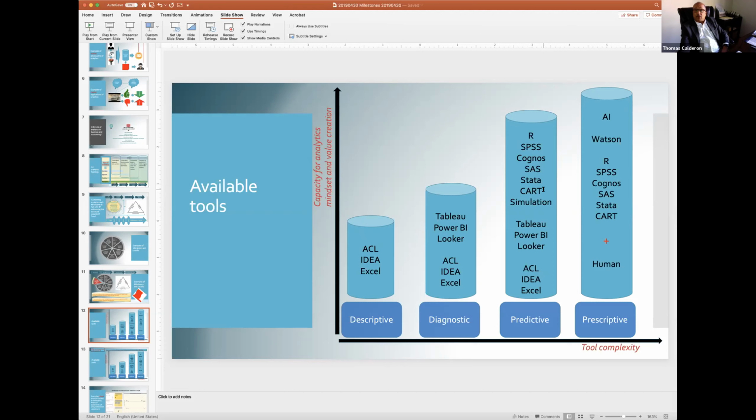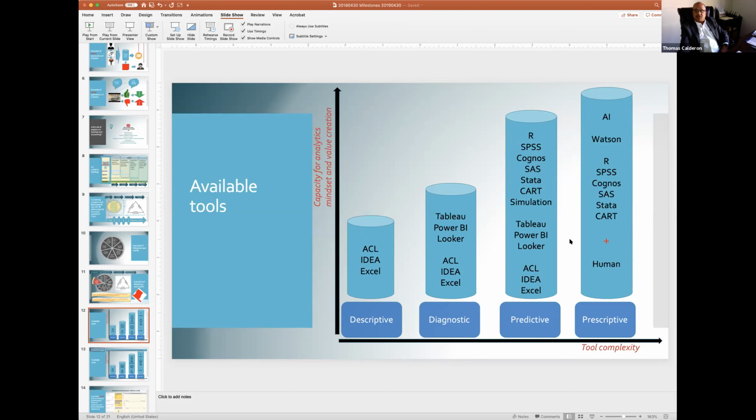Just one word about CART, classification and regression trees. This is one of my favorite tools. It is my favorite simply because the tool could create very powerful decision trees to help management make decisions, or to help management predict activities or predict behavior or predict events.